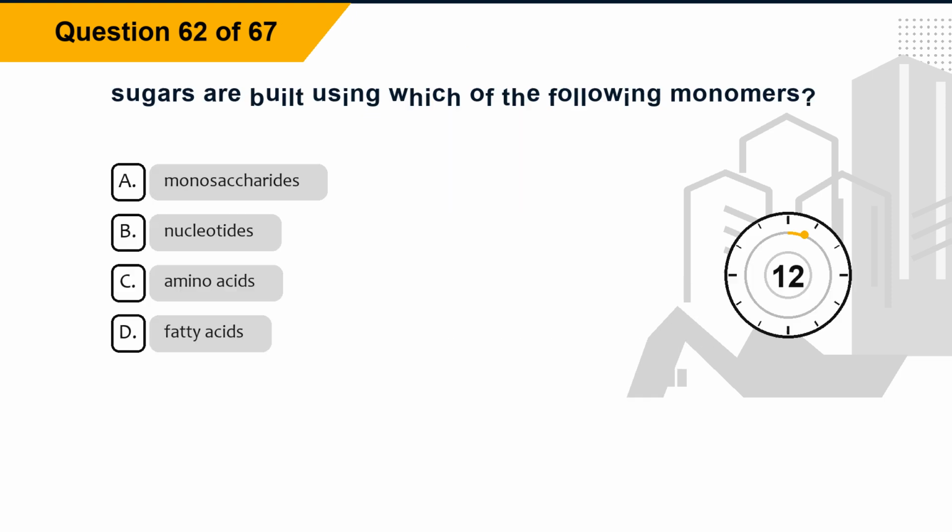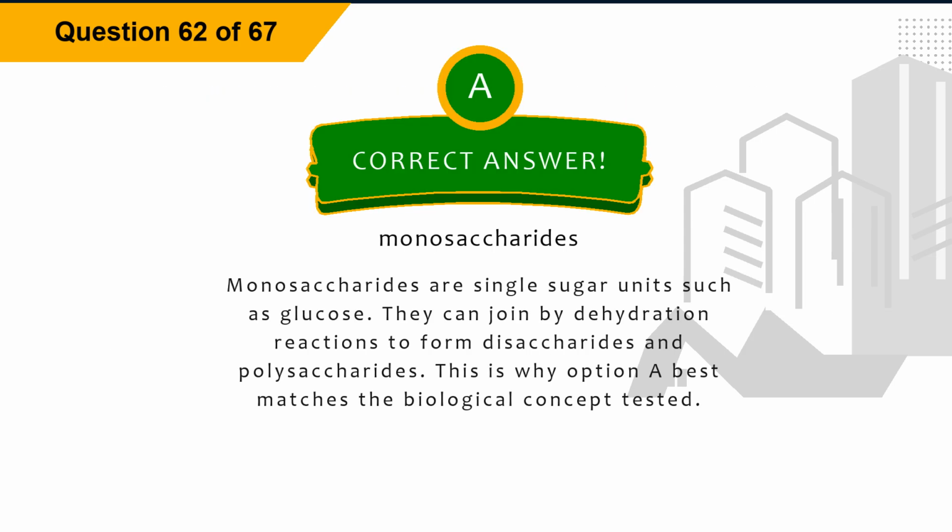Question 62. Sugars are built using which of the following monomers? Option A, monosaccharides. Option B, nucleotides. Option C, amino acids. Option D, fatty acids. The correct answer is option A, monosaccharides. Explanation: monosaccharides are single sugar units such as glucose. They can join by dehydration reactions to form disaccharides and polysaccharides. This is why option A best matches the biological concept tested.